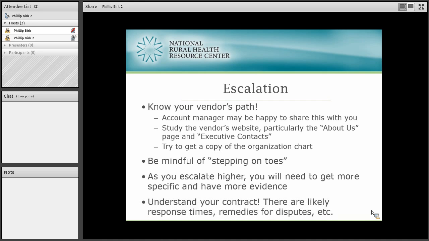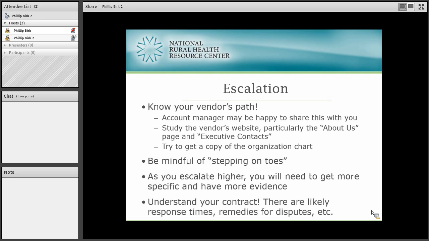If your account manager is not returning your call, maybe he's on vacation. Don't go to the executives right away. It's important to kind of stay through this path. You'll get a lot better service if you do. My little generalized path that I gave you is very general. So you want to find out what your vendor's path is.